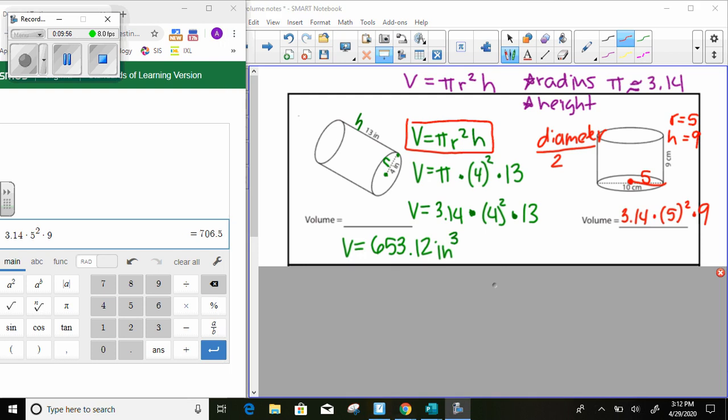After making your calculations, you should have found that the total volume for this cylinder is 706.5 centimeters cubed.